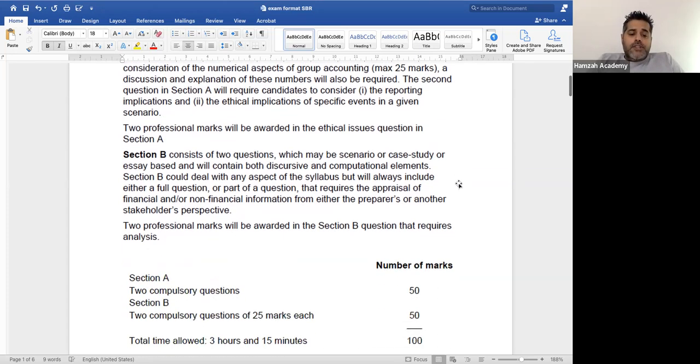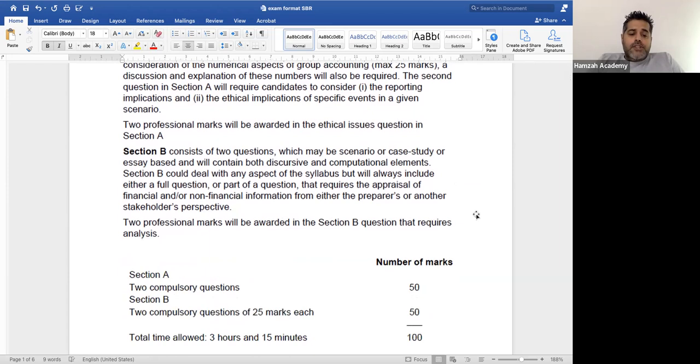Then in section B, the section B is also going to consist of 2 questions, which may be scenario, case study, or essay based, and will contain both descriptive and computational elements. Section B could deal with any aspect of the syllabus, but will always include either a full question or part of a question that requires the appraisal of financial or non-financial information from either the preparers or another stakeholder's perspective. 2 professional marks will be awarded in the section B question that requires the analysis.